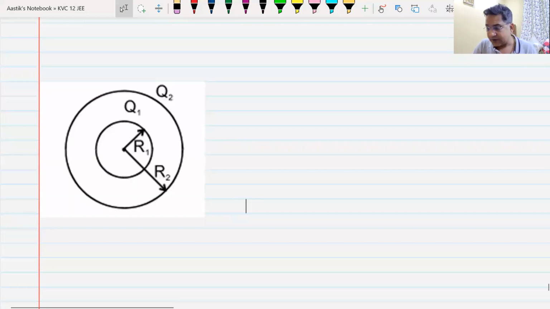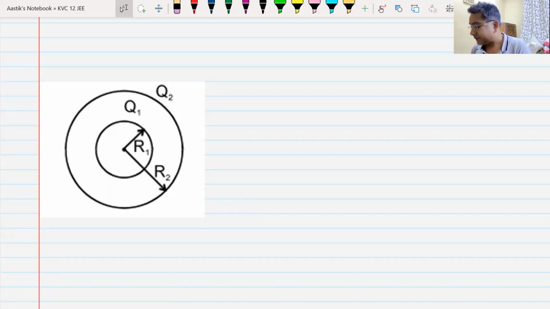Okay. So my question, the diagram remains same, but the language will change. Let me call this question number 4. Again, you see two concentric conducting shells. The inner shell has a charge Q1 and the outer shell has a charge Q2. The radius of the inner shell is R1 and the radius of the outer shell is R2.